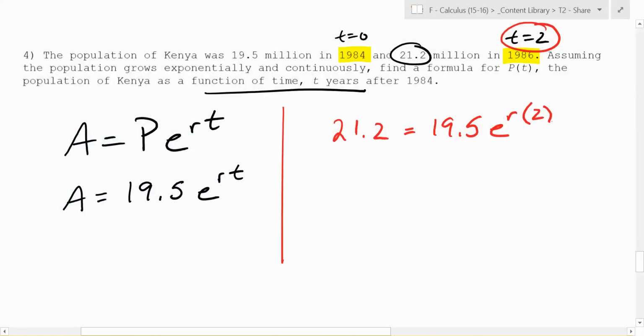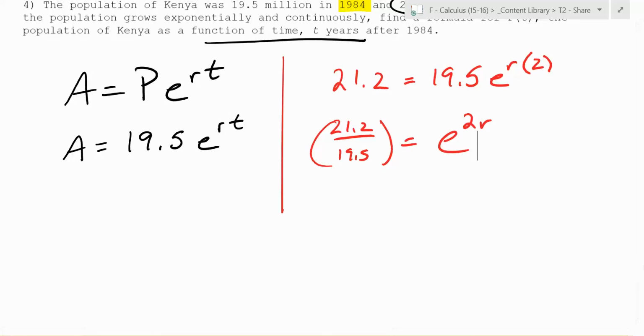How many equations do we have right here? Just this one. How many variables are there? 1, because e is a number, right? What do you need to use to solve for r? ln. You're going to use ln, right? But what do you have here? 21.2 over 19.5 is equal to e to the 2r.